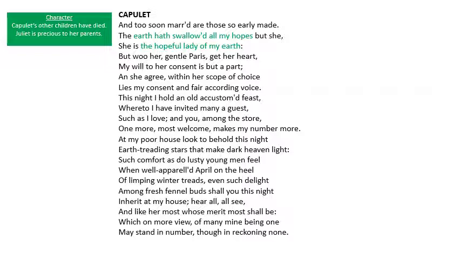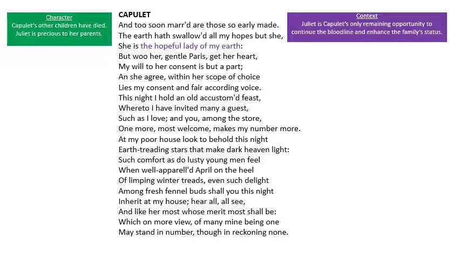So let's add another note here, which is relevant to historical context. He uses the word hope and hopeful there. Juliet is also Capulet's only remaining opportunity to continue the bloodline and enhance the family status. So while he really does love her, she's also the only chance he has to actually make the right choice for marriage. So he doesn't want to mess it up. He needs it to be correct.